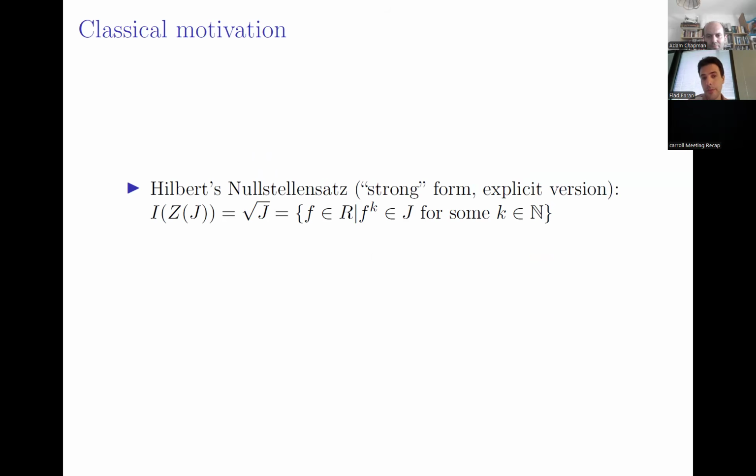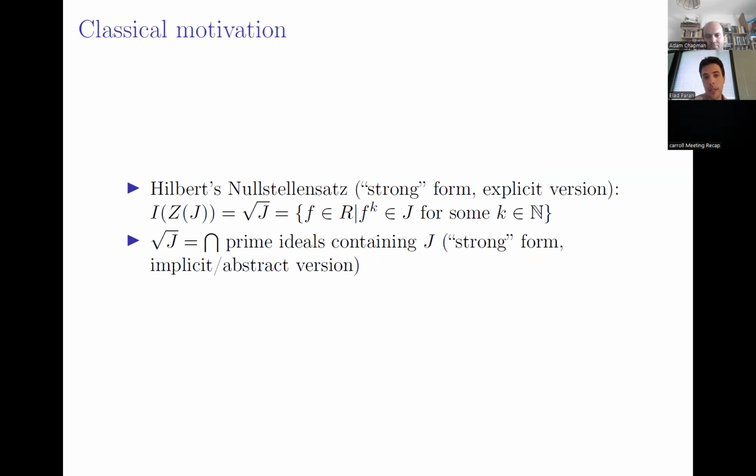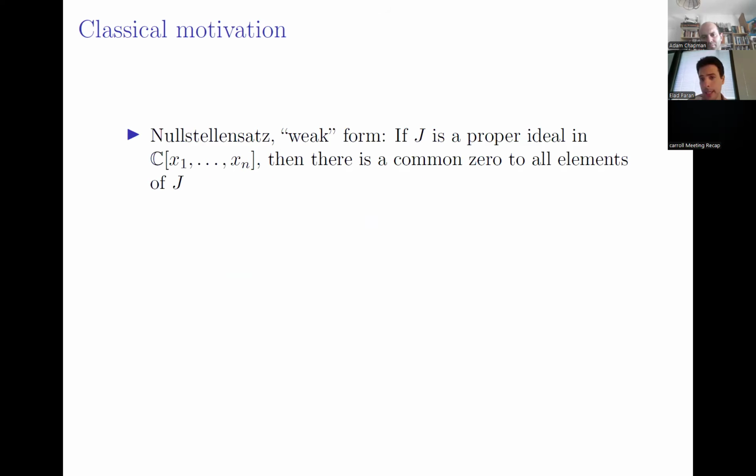And we can describe it explicitly as the set of roots of elements in J, or implicitly as the intersection of prime ideals containing J. And so we have an explicit form and an implicit form, and these two together are sometimes known as the strong form of the Nullstellensatz. We also have the so-called weak version, which simply states that if you have a proper ideal in this ring, then you can find a common zero to all elements of J.